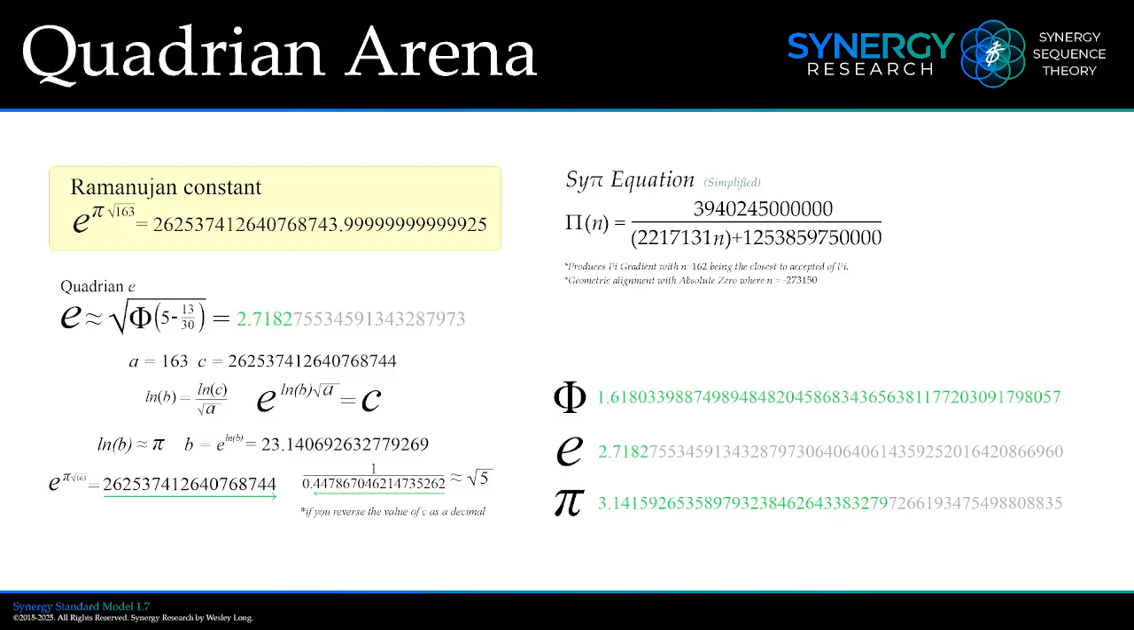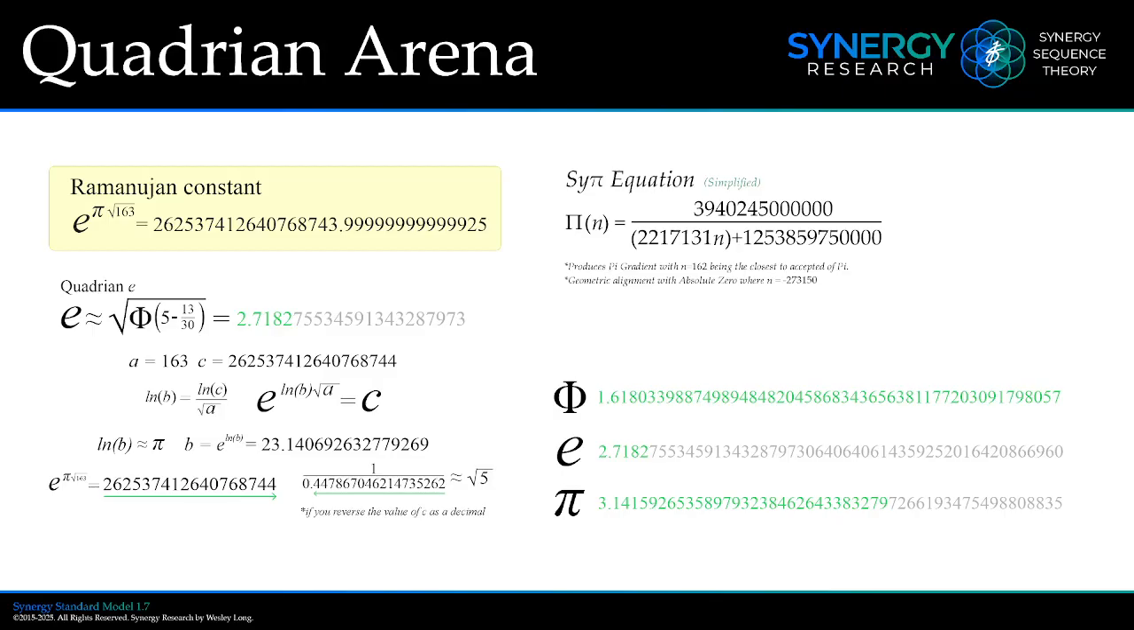Let's follow how. We're given a symbolic derivation for e, Euler's number, not through calculus, but through the golden ratio phi and a compressed relation between 5 and a fractional offset. It resolves to e ≈ √φ(5 − 1/3) = 2.718. This is remarkable. Euler's number derived from golden symmetry and discrete harmonic subtraction.